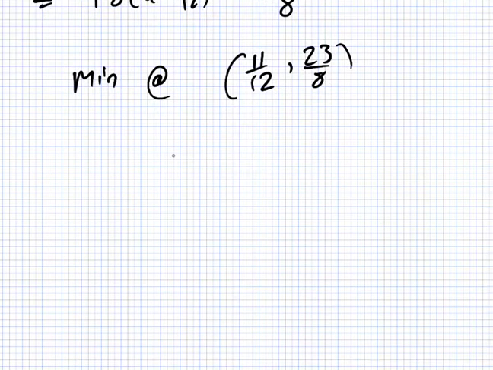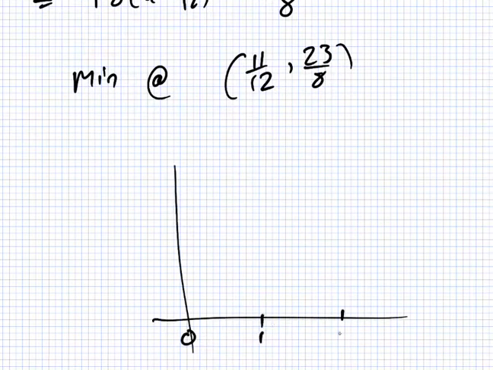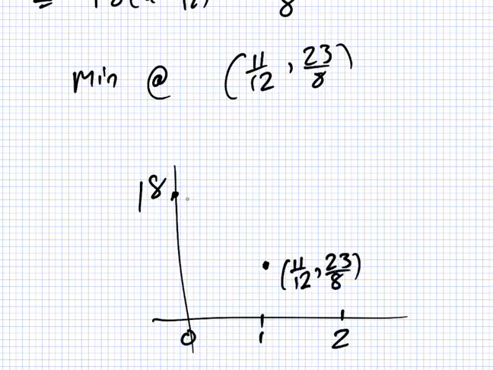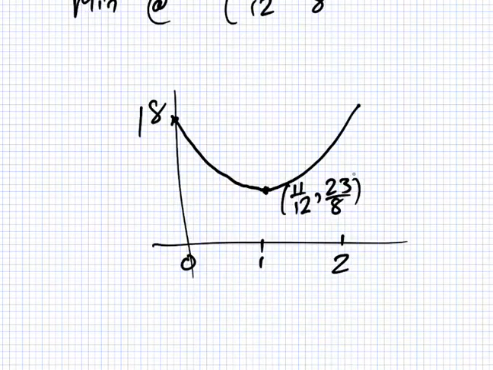Right, so if I draw this now, here is 0, here is 1, here is 2, here is 18, here is 11 over 12, and 23 over 8, and here is the quadratic. Is this one-to-one? It's not, but we need to prove it.